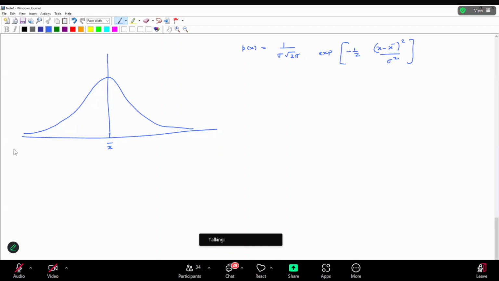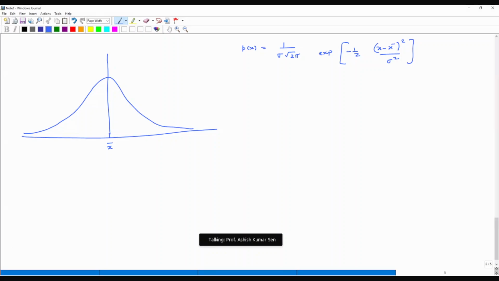So this is basically your P(x), the y-axis, and this is your x-axis, and this is where the true value is, or you approximate it as the mean value. Here you have taken x prime to be x mean.